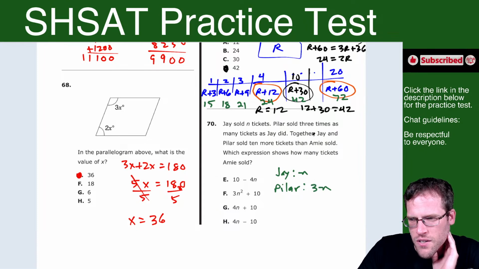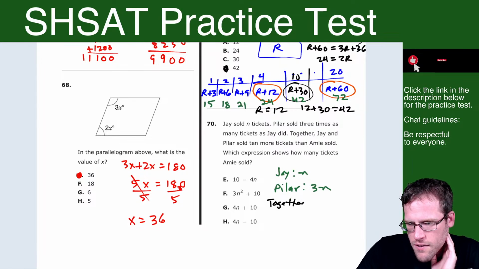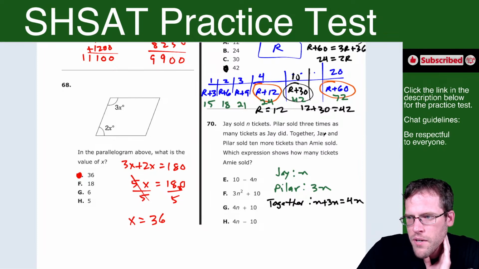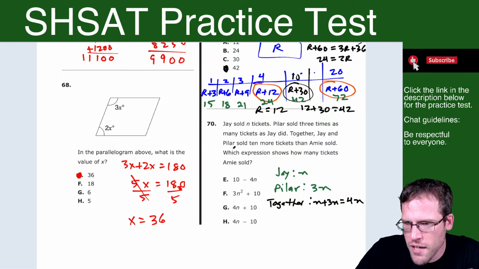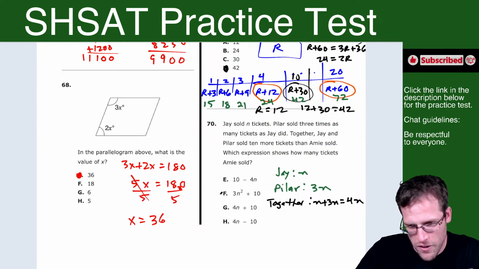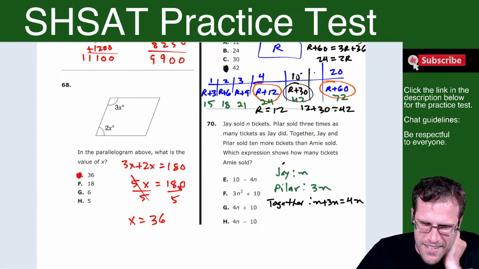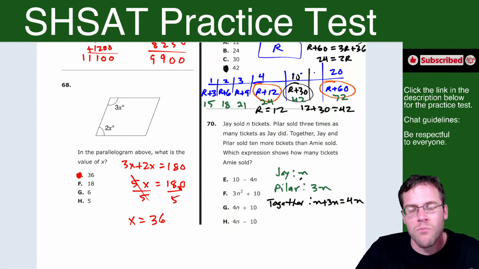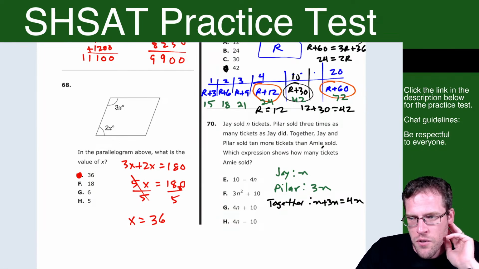All right, let's see. So I'm just going to write it out in stages. Together, they sold N plus 3N. They sold 4N. But now here it is. Together, Jay and Pilar sold 10 more tickets than Amy. So we have to be careful here. It's very tempting to say G, but I feel like G's not it. Yeah. You're like, oh, 10 more than together. They want you to move quickly and mess up. So think about this carefully.